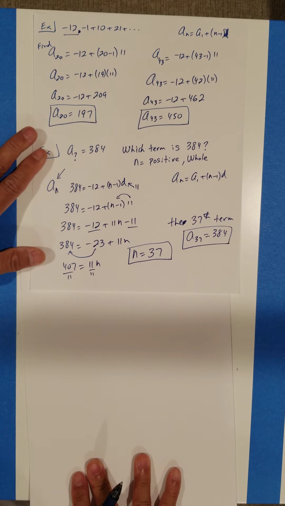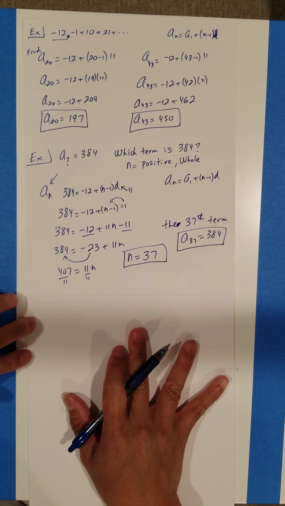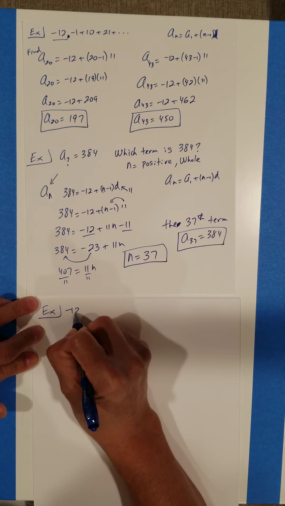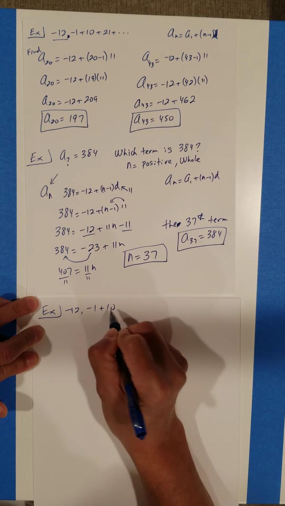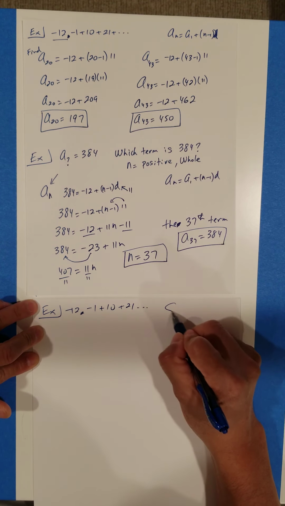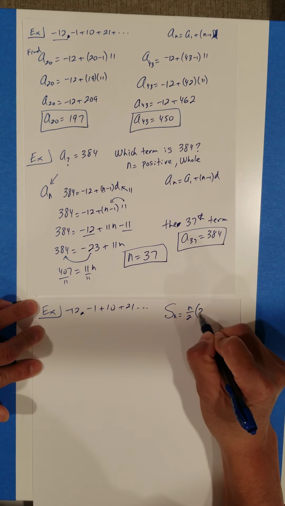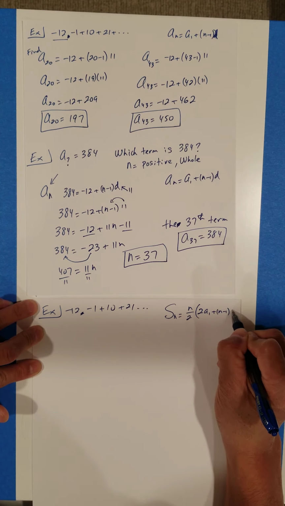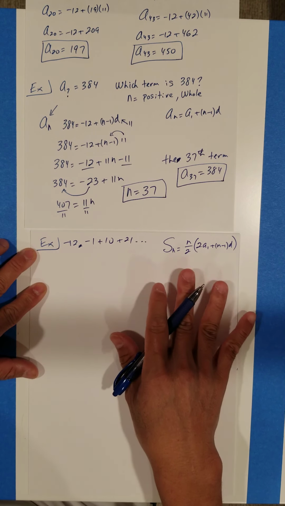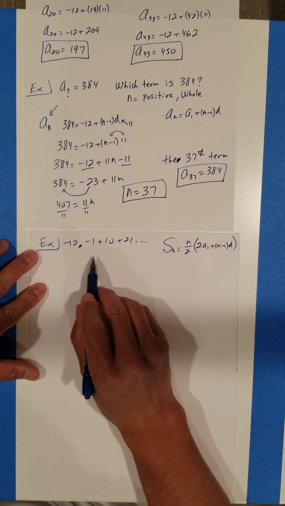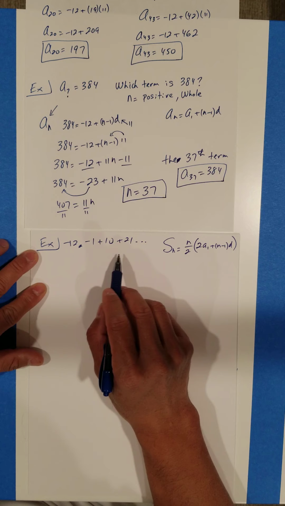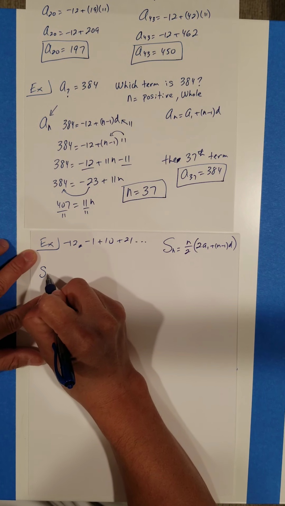Now, the next type of problem is going to be, again, same idea, same example, -12, -1, 10, 21, on and on. We want to use Sn equals n over 2, 2a1 plus n minus 1 d. This is called the sum formula. So we want to know what happens when we add all of these up. There's a bunch of numbers here in this pattern. It never ends.